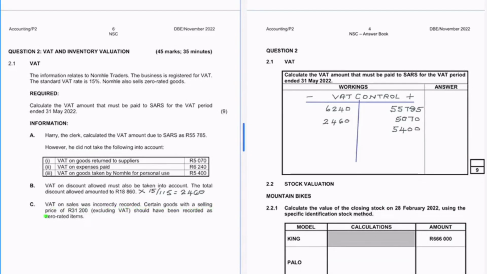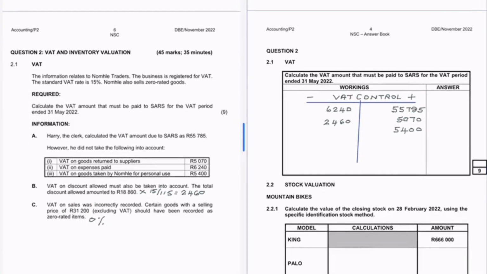Certain goods with a selling price of 31,200 Rand, excluding VAT, should have been recorded as zero-rated items. When a sale is zero-rated, VAT is still charged, but at the zero rate, 0%, not the standard rate. So Harry the clerk made a mistake here. He included the VAT on the 31,200 Rand when he worked out his output VAT. So we've got to correct it by doing an entry on the debit side of the VAT control account.